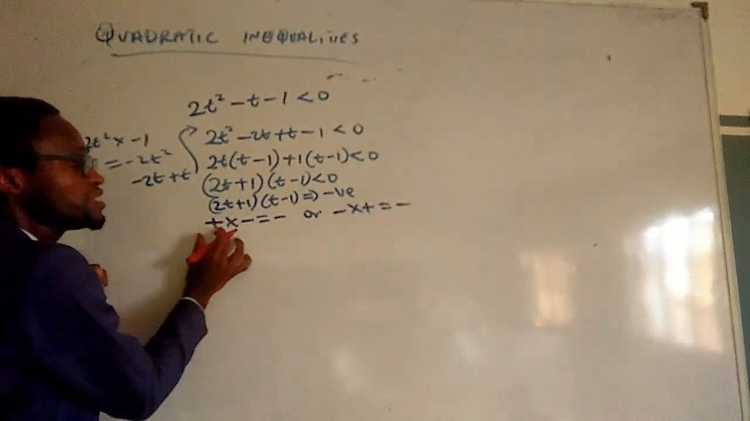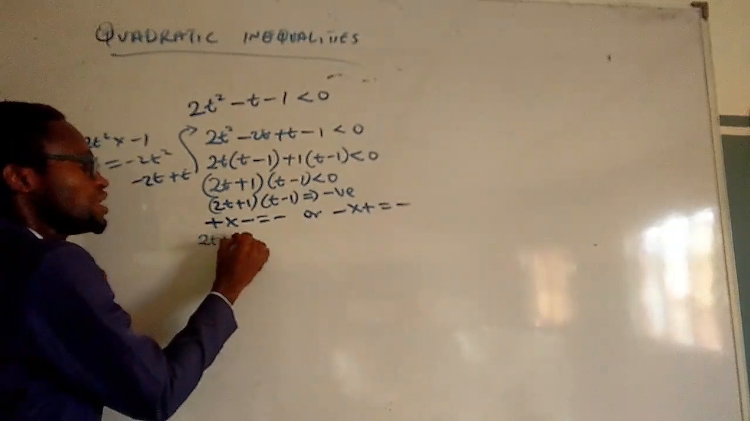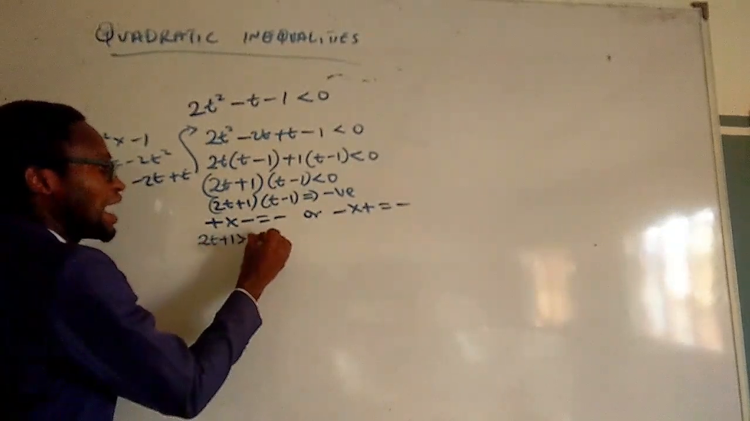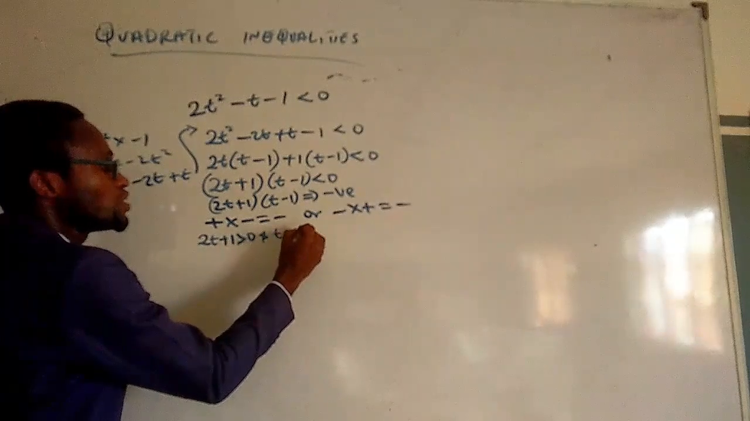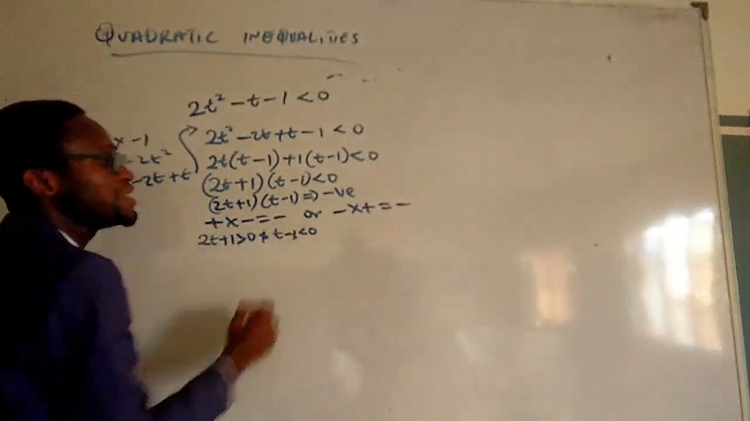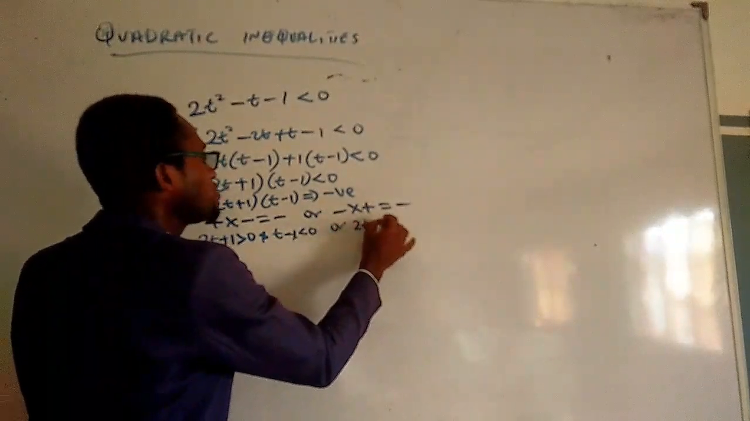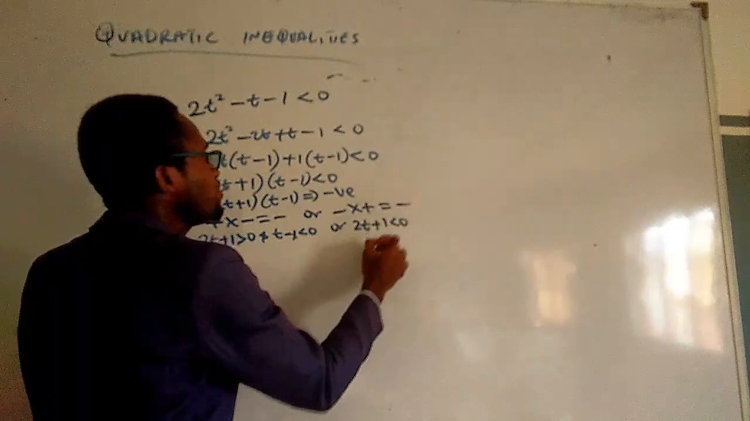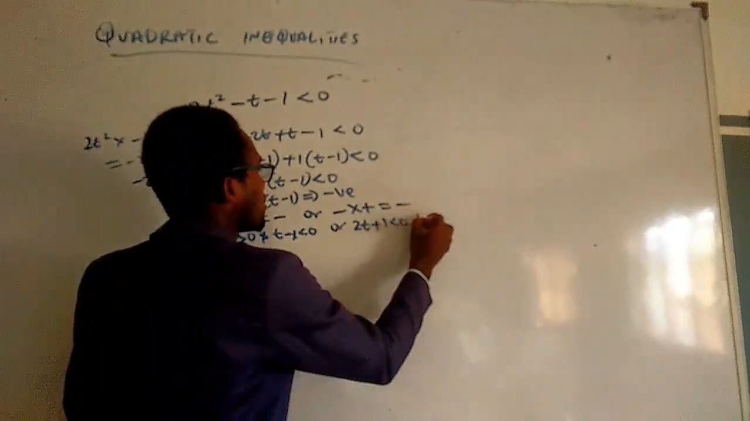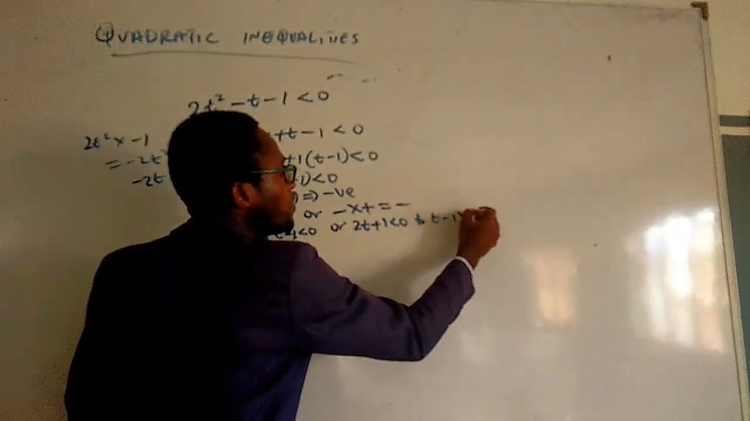So it means that for this case, the first number is positive, meaning that the first number is greater than 0, and the second number is less than 0. That is why it is going to be a negative sign. Or the first number gives us a negative value and the second number a positive value.